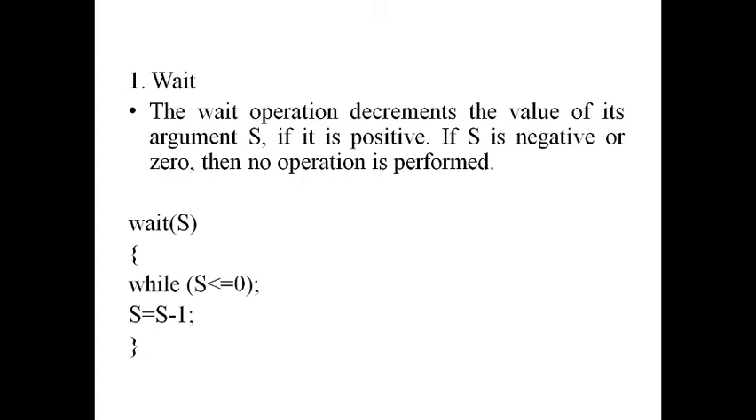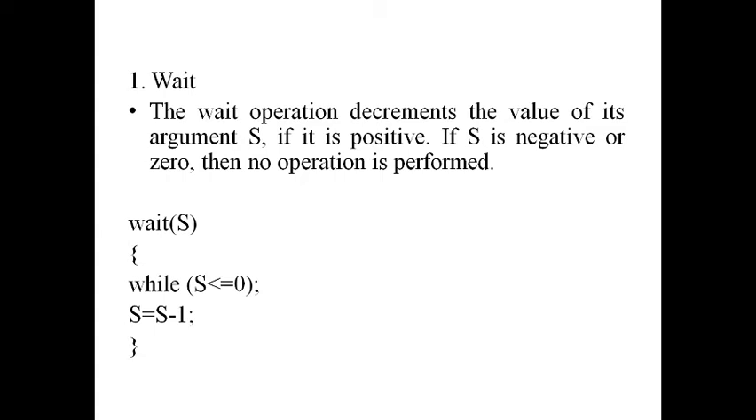Then as while is having a semicolon and is not having any code, it will jump to the next statement, and S equal to S minus 1 means now the S value is 0. This wait operation is only performed on positive values and it always decrements the value. You should not take 0.